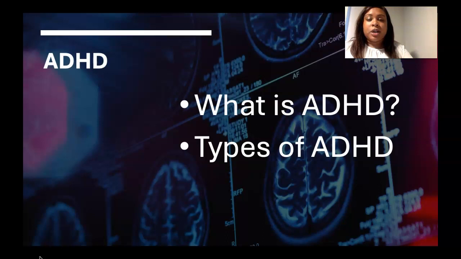There are three types of ADHD. The first type is ADHD that is predominantly inattentive type. With this type of ADHD, you will see students who frequently daydream. They may have some difficulty with hearing directions, so you may have to give them directions more than once sometimes.